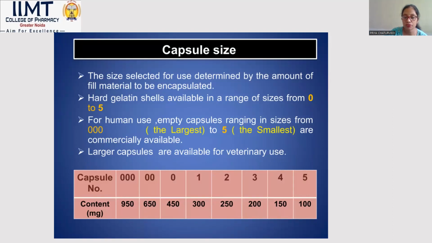00 can contain 650 mg. Single zero can contain 450 mg. 1 is 300 mg, 2 is 250 mg, 3 is 200 mg, 4 is 150 mg, and 5 is 100 mg, which is the smallest.